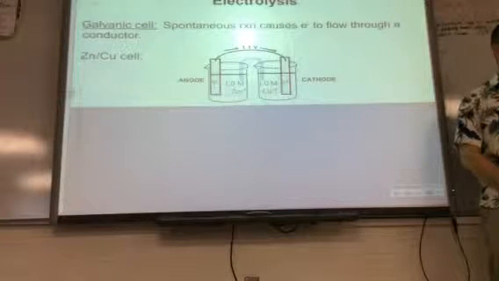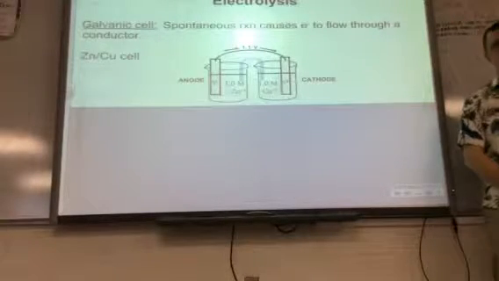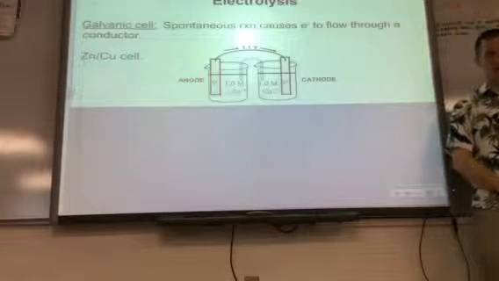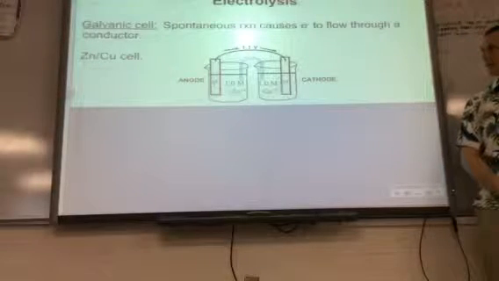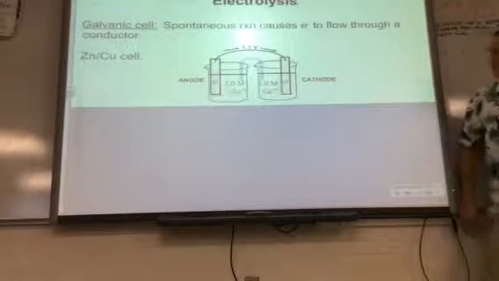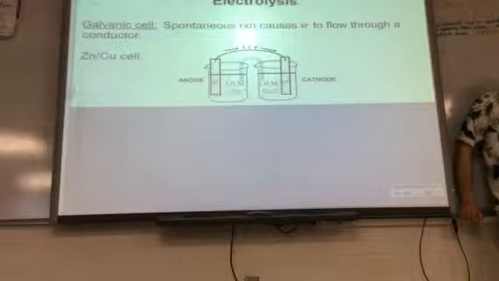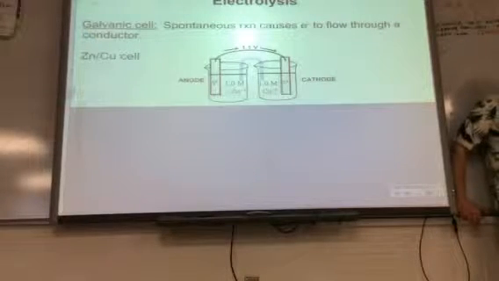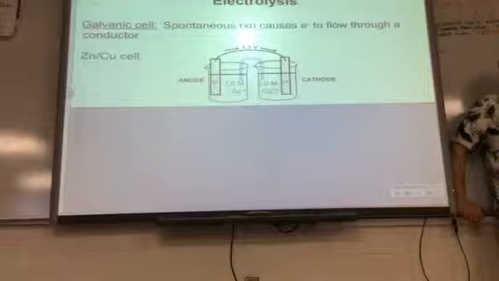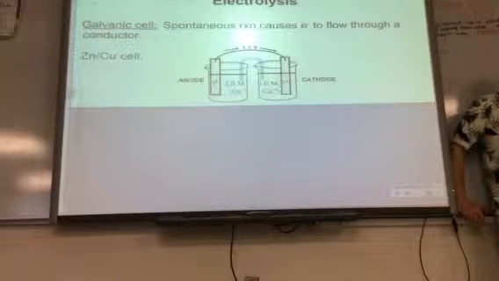The zinc would be the anode, since electrons are leaving it. Copper is the cathode, since electrons are going to it. But you have to know for a galvanic cell, this reaction must be a spontaneous reaction.